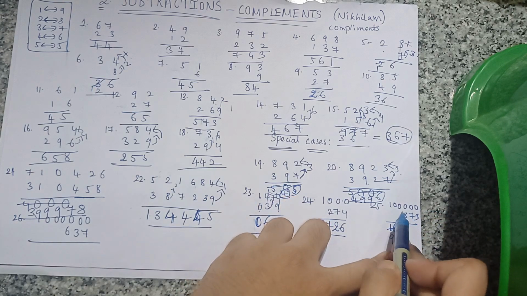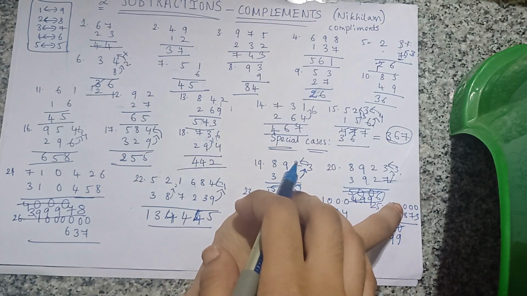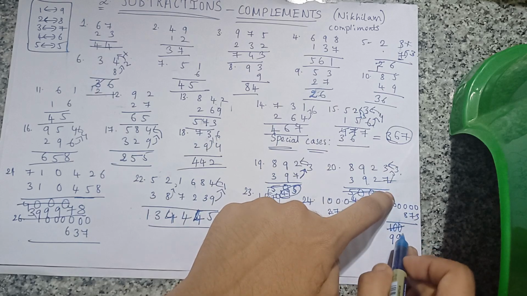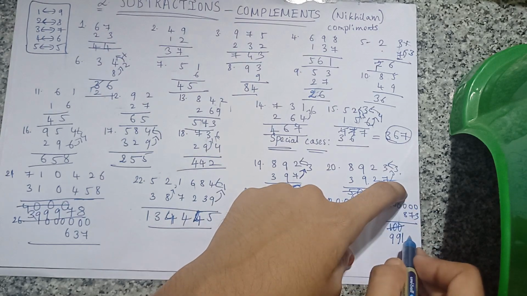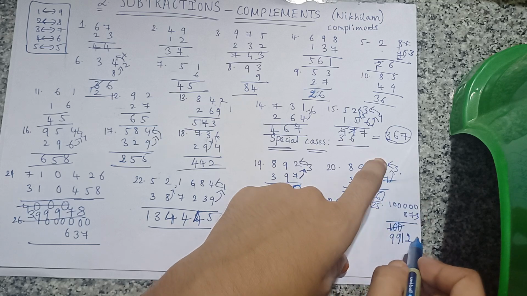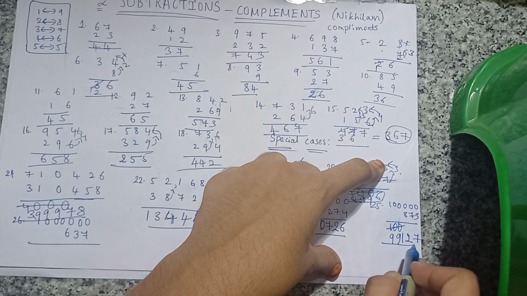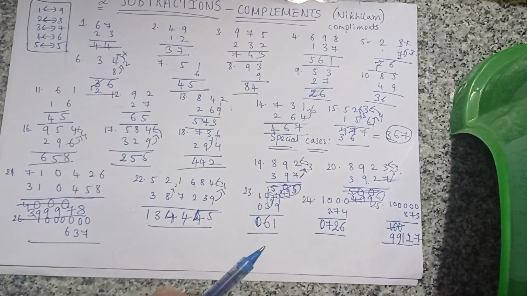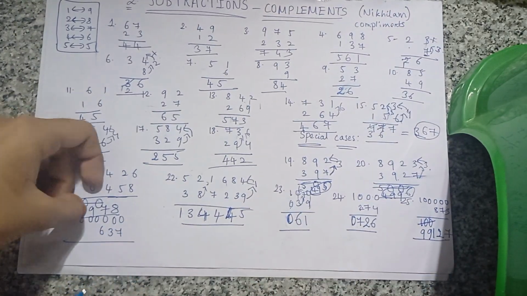And now since it is a mismatch pair, the complement for 8 is 2. But since the next one is also a mismatch pair, 2 minus 1, 1. And the complement for 7 is 3. But since it is a mismatch pair, 3 minus 1, 2. And now the complement for 3 is 7. So the answer for this is 99,127.